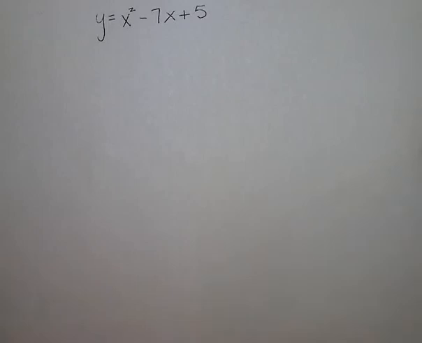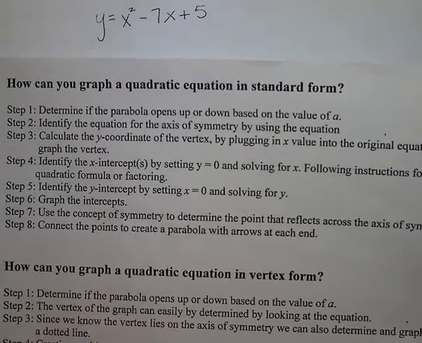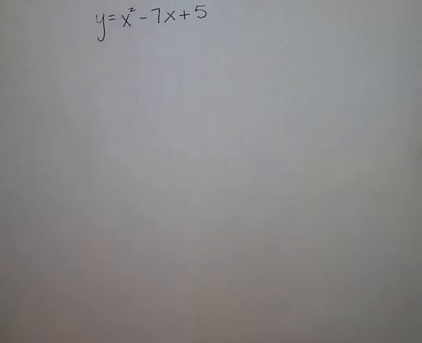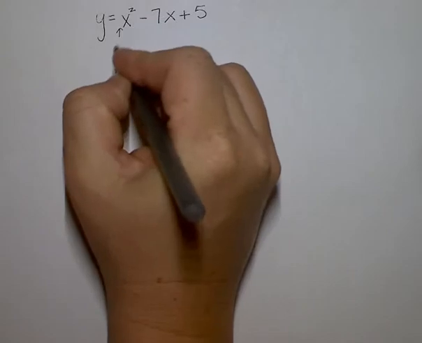So for this problem as a review, we are going to graph this quadratic function and it's currently in standard form. So you can refer back to these notes. These can be used for homework, but you cannot use this on a test or a quiz. So the first one is we want to make a prediction. Is this parabola opening up or down? Because A is positive, it opens upward.